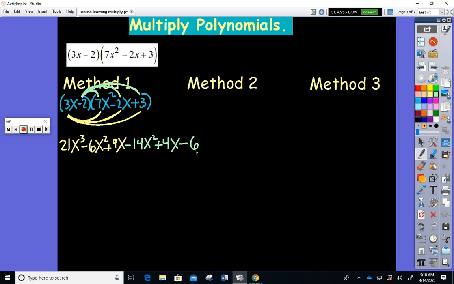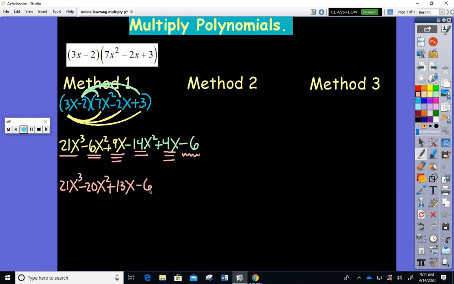Now you've got to come back and say, let me put together like terms. So I see a 21x cubed, but nothing that goes with it. I see a minus 6x squared and a minus 14x squared, so that's minus 20x squared. I see a plus 9x and a plus 4x, so that's plus 13x. And then last but not least, you've got your minus 6 on the end. Okay? Now, I've said that that's the horizontal method.